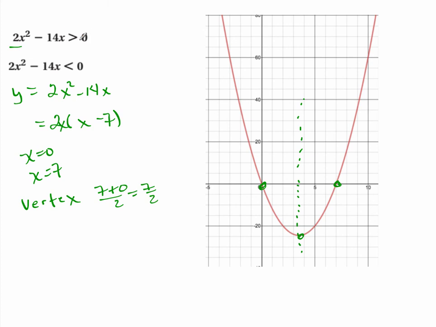So where is it positive? It's going to be positive from -infinity to 0. And then this is 7, from 7 to infinity. Where is it going to be negative? Well, it's negative in this region right here, where this is below the axis. So between 0 and 7.